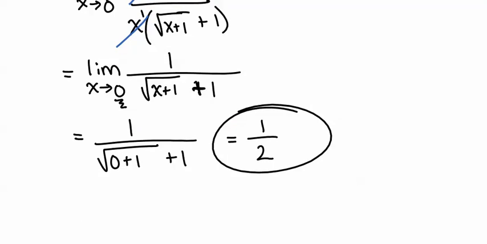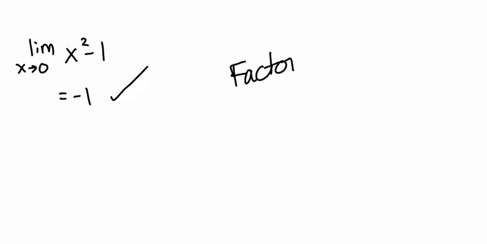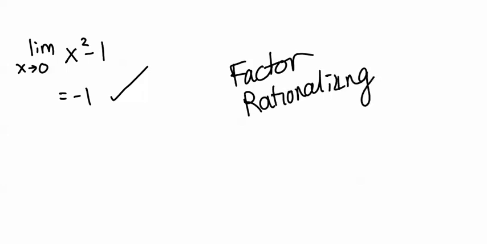So I had to use a strategy to manipulate the equation. And sometimes you don't have to use any strategy. Like in that question we did before, x squared minus 1, if you wanted to find the limit as x approaches 0, you just sub it in, because that's fine. 0 squared is 0, minus 1 equals negative 1. Done. But sometimes you might have to do a strategy like factoring or rationalizing. That's what I was calling that last example. Usually those are the main two strategies that we use.